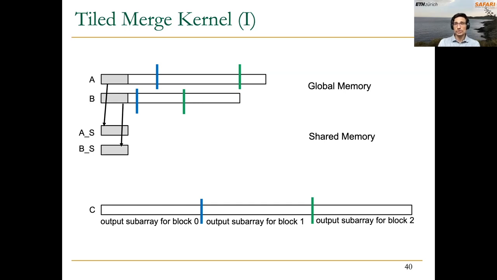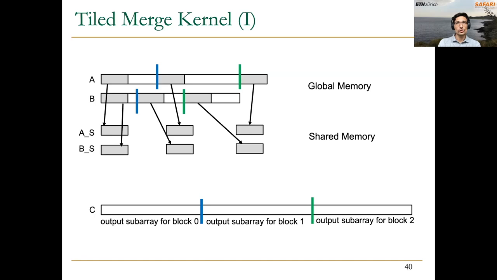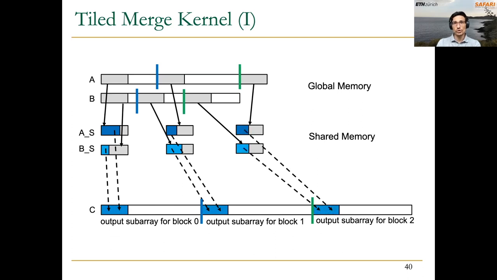This is what block zero is going to copy for a start. This is for block one, and this is for block two. Soon after that, the threads of each block go through the elements of A and B that are now in shared memory in these tiles. They start comparing them, actually executing the merge operation and writing to the output in the corresponding places. We are going to see how exactly in the next few slides. These are the elements from A and B that block one is handling and writing to its output section, and this is for block two.